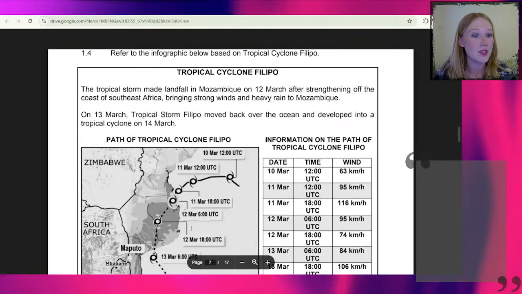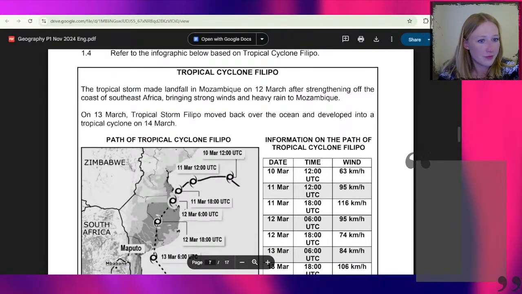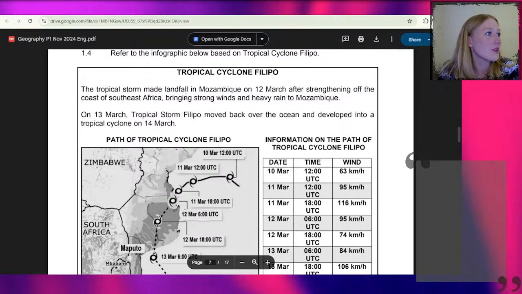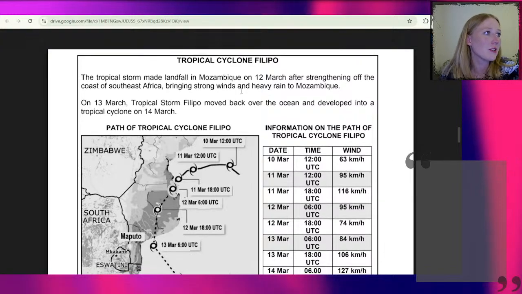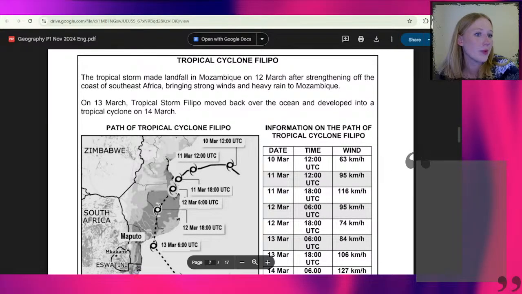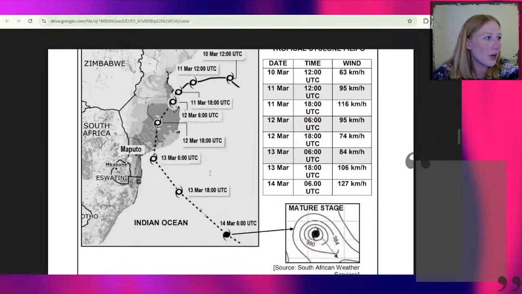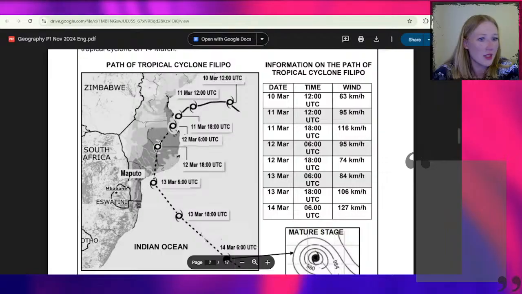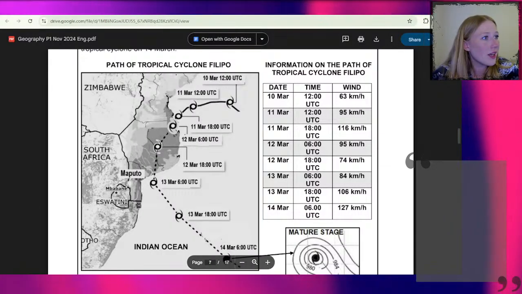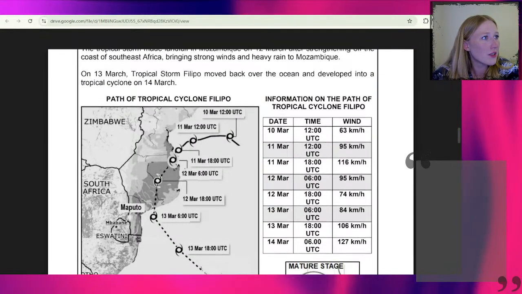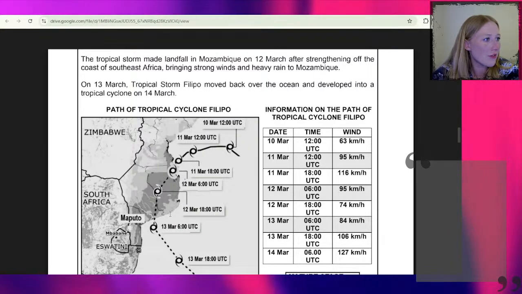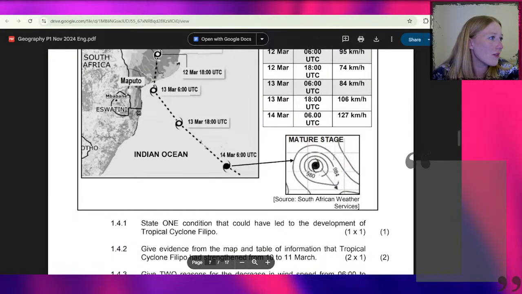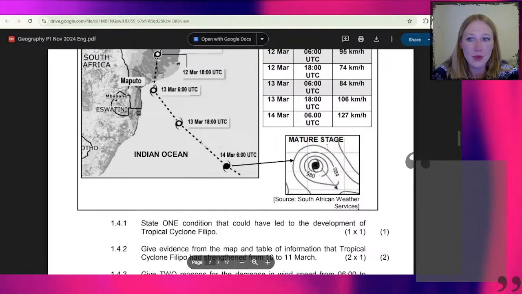Okay, we have a tropical cyclone. Tropical cyclone made landfall at that time. Okay, this is the path that it took. So where did it start? Oh, it started here, 10th of March. It moved over here. So it moved over Mozambique, deflected back to the ocean there. Okay, there's some information about it, and there is the synoptic weather map image.